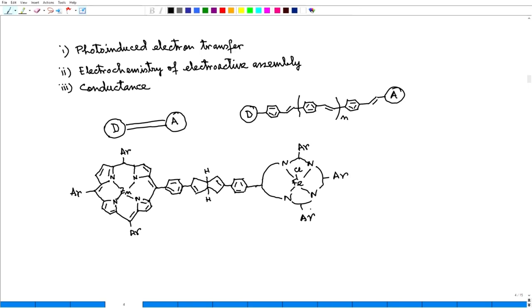Okay, so now we did that. And the electron transfer rate is also given, 8.8, so a pretty fast rate, 10 to the power 9 per second. So electrochemically, we can transfer electrons from here to here. This is the direction electrons can transfer. So this is one example of a molecular wire.